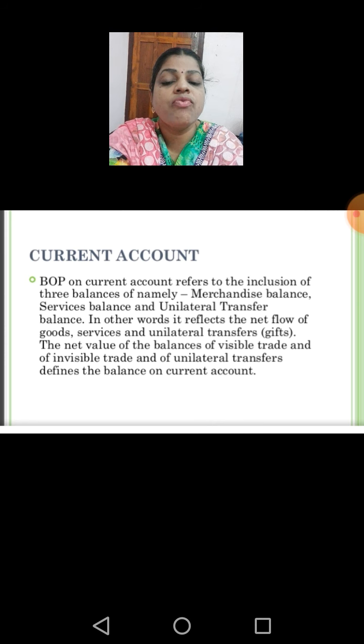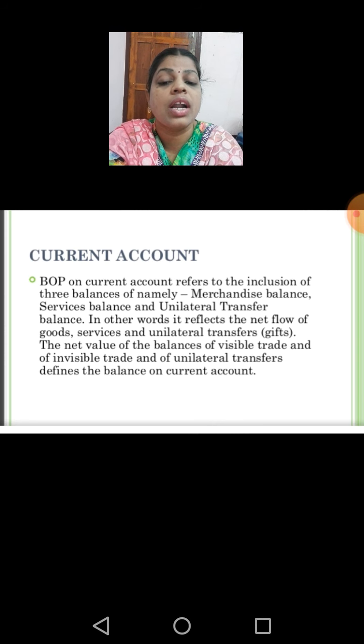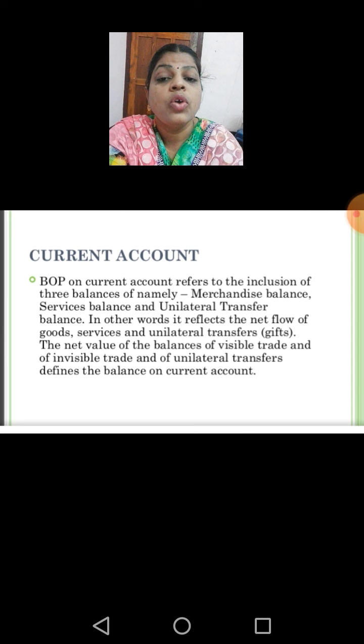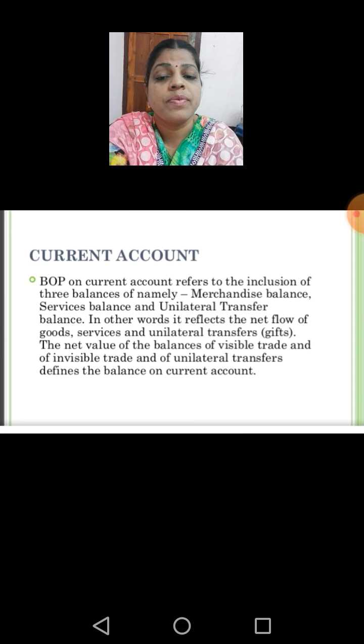The net value of the balances of the visible trade, of invisible trade and of unilateral transfers defines the balance on current account. So children, merchandise balance and services balance are related to visible items and invisible items. Visible items means all tangible items, that is goods. What all things we can touch. All types of goods come under the visible items. Whereas invisible items means all types of services.